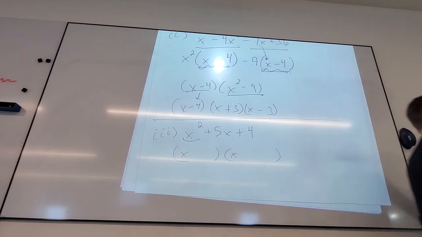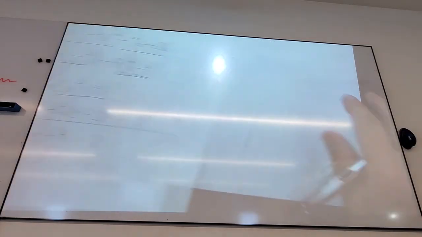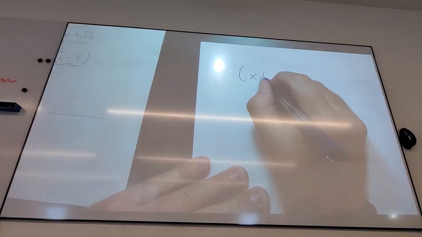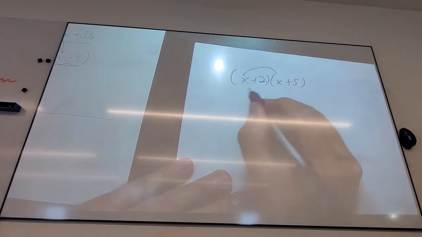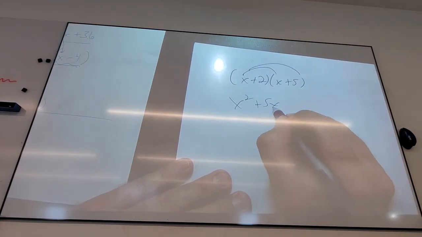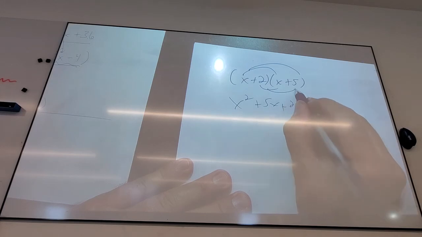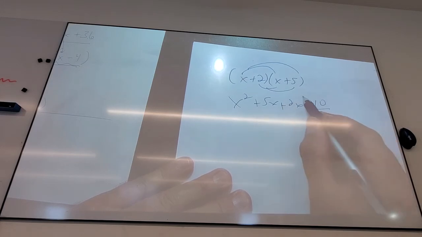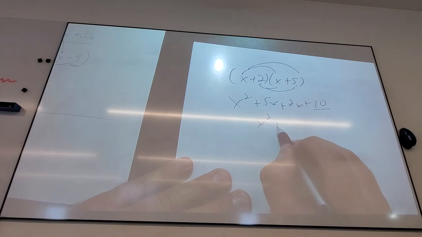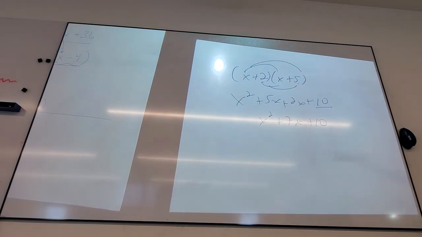Maybe? No? Because remember, if I FOIL two things, I get x squared plus 5x plus 2x plus 10. Where'd the 10 come from? 2 times 5. And where'd the 7 come from that I get next? 2 plus 5. You guys with me? So it becomes a number game.